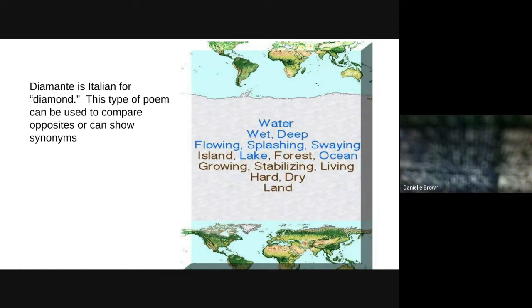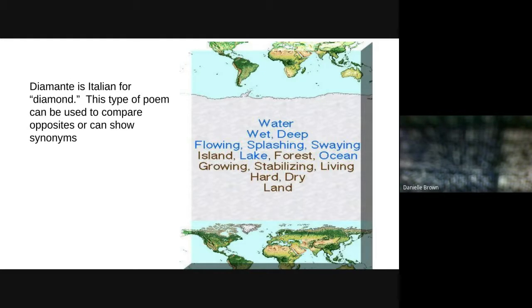okay? So diamante is the Italian word for diamond because if you look at the shape of the poem, it kind of looks like a diamond. It starts out skinnier at the top, gets fat in the middle, and then skinny at the bottom again. Okay? So this poem can either be used to describe two different things and kind of talk about how they're similar and different. Like here we have water and land. Okay. So it says water, wet, deep, flowing, splashing, swaying, island, lake, forest, ocean, growing, stabilizing, living, hard, dry, land.